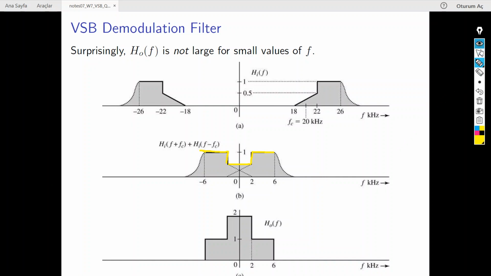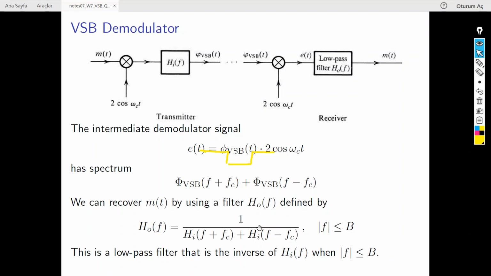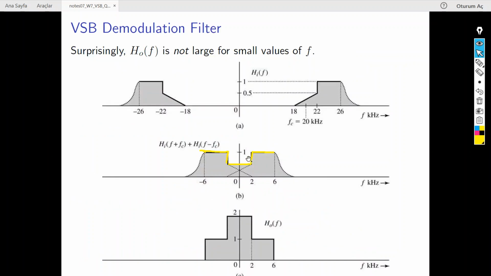What do I have in the formula of the shaping filter? I have 1 over that. So when you say 1 over that, what will happen? The lower one here will become higher, and this will become lower. So you get a shaping filter similar to this, and you go down, of course, until you reach, which is practically this one. So this is the filter you need to use at the receiver so that you can reconstruct your signal successfully.